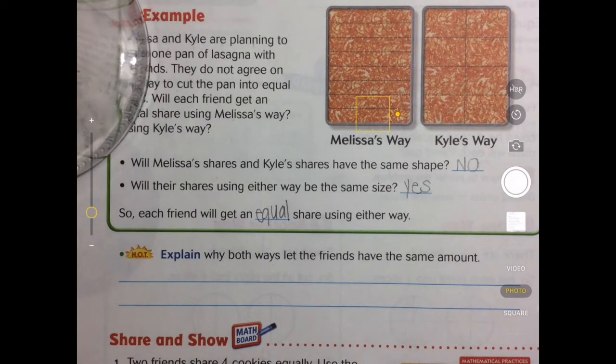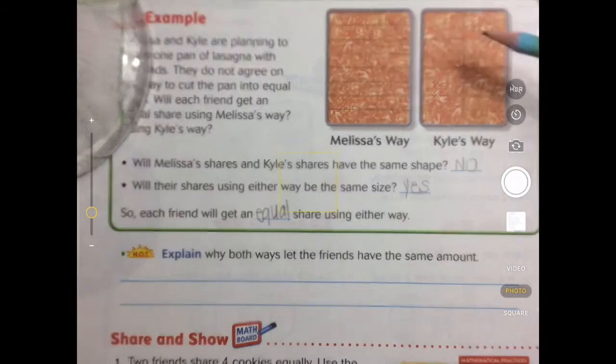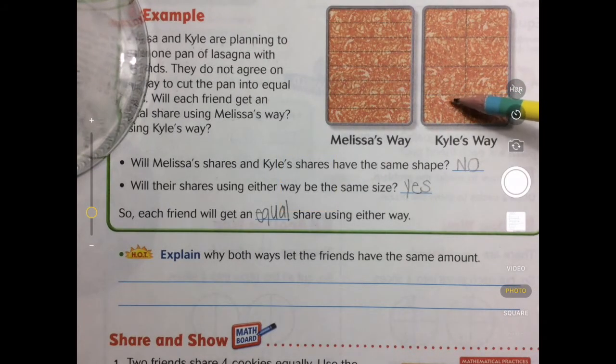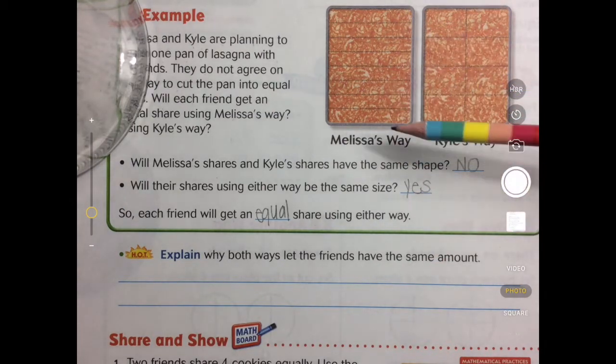So even though they look different, and this way seems more practical, this is usually how you cut it, really, Melissa's way, you will still have an equal amount dividing with your friends.